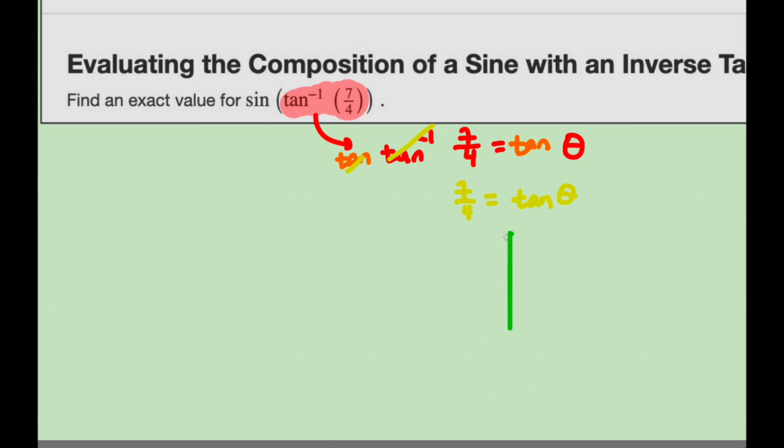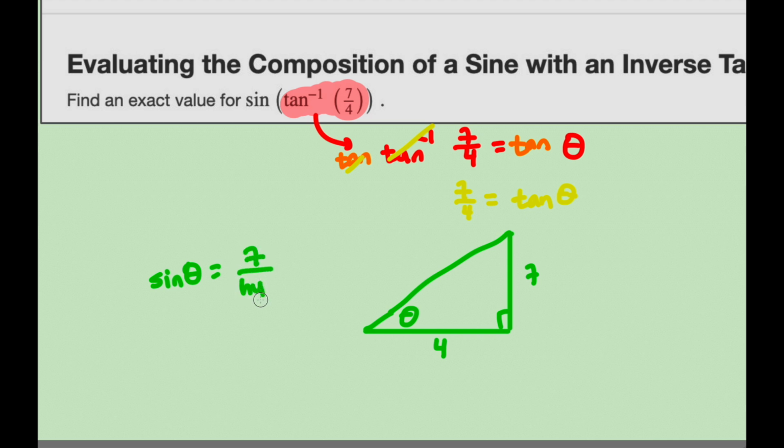So I'm going to draw a triangle based on tan theta being 7 over 4. So this is theta. And tan theta means opposite is 7, adjacent is 4. Now that I have that, I'm doing the sine of that theta. Remember, the theta is equal to that inverse tangent of 7 over 4, which I drew the triangle based on that. So the sine of theta is going to be equal to 7 over whatever the hypotenuse is.